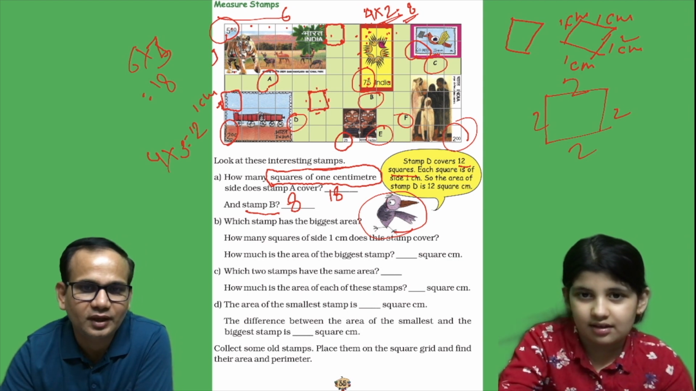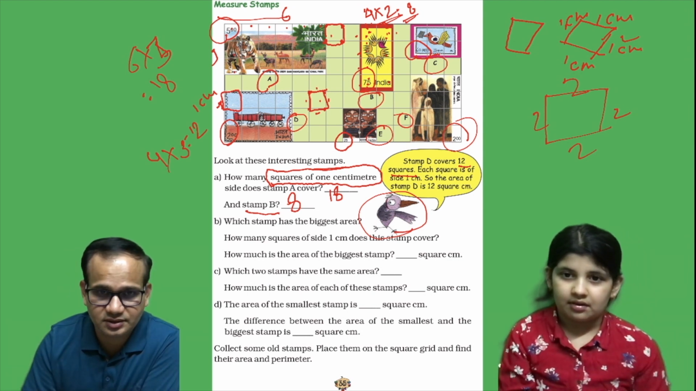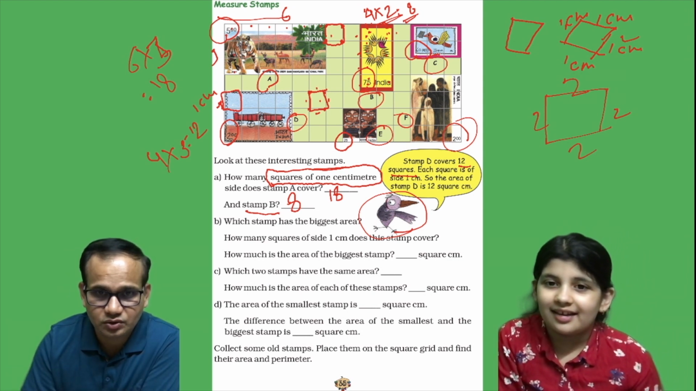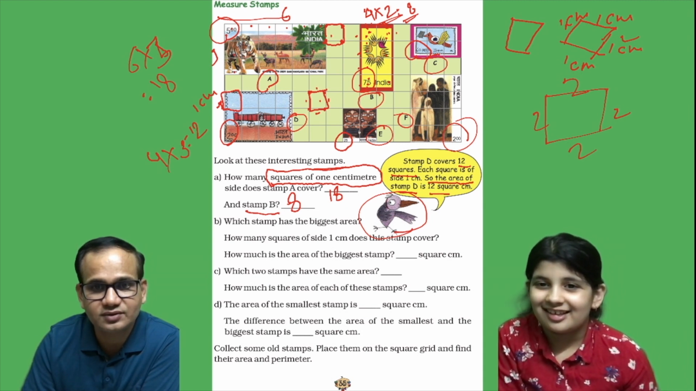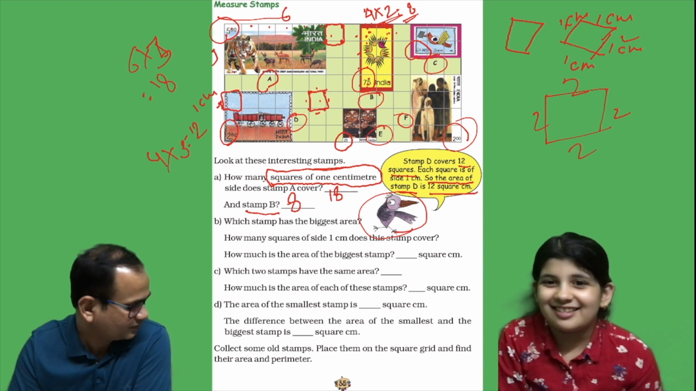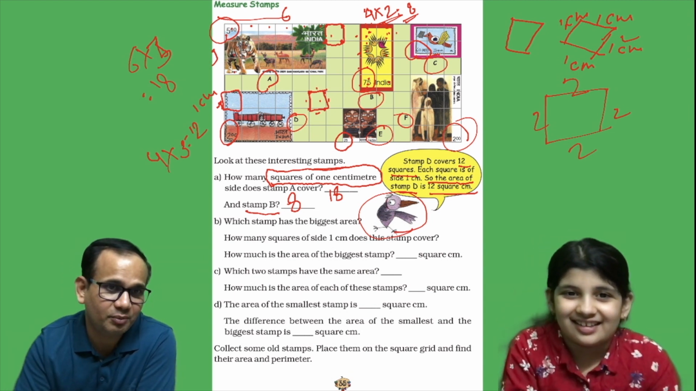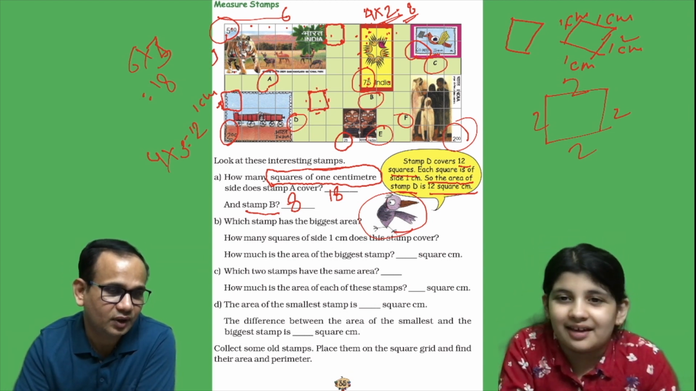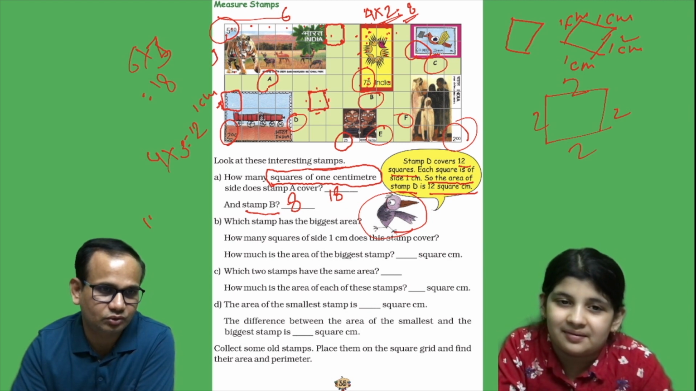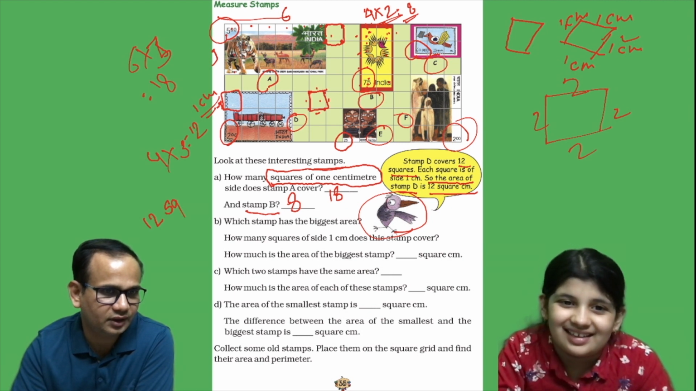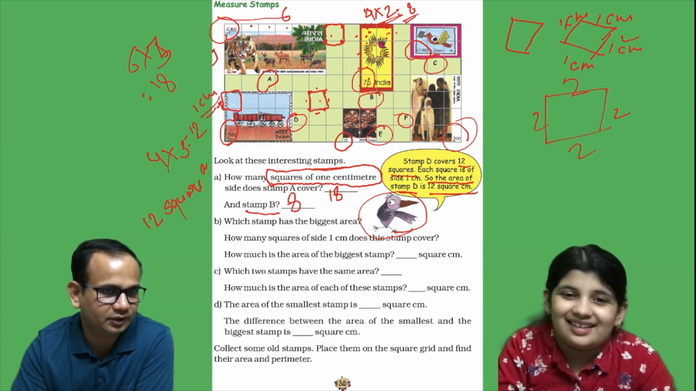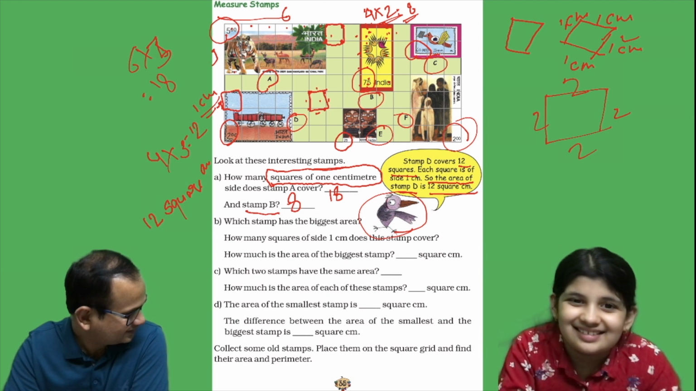I do not understand. See this. Read this last statement. The area of stamp D is 12 square centimeter. Yeah, see, it's funny. See how many squares there are. There are 12. And each square's side is 1 centimeter. So 12 squares are there, so 12 square centimeter.